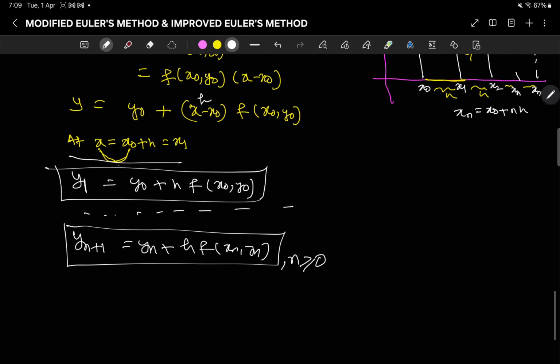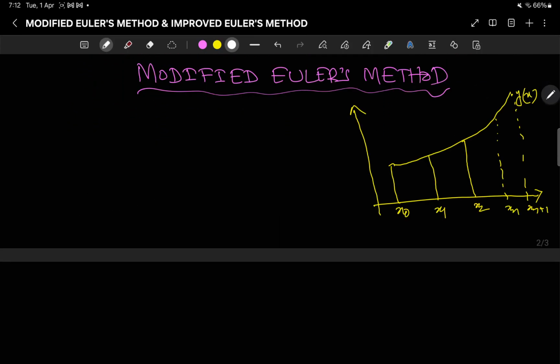Subsequently, I have my modified Euler method. So in modified Euler method, what we will do? This gap is h. Everything is h. So here now I take the midpoint of this. So this point will be my x0 plus h by 2, and at the corresponding point with y0. So I have to draw the tangent at this point.